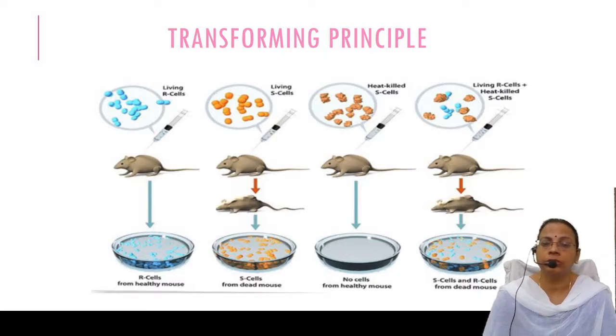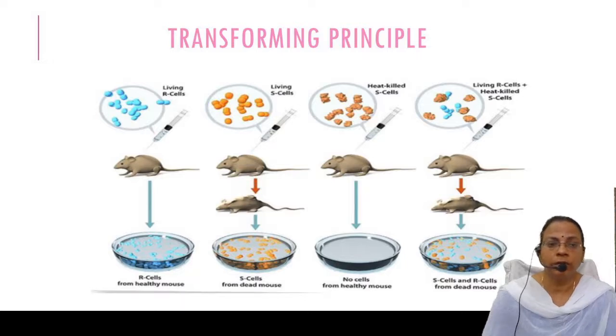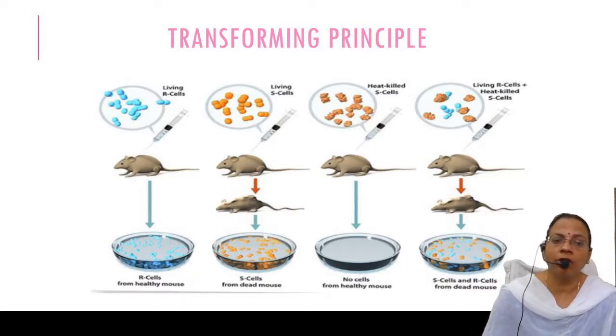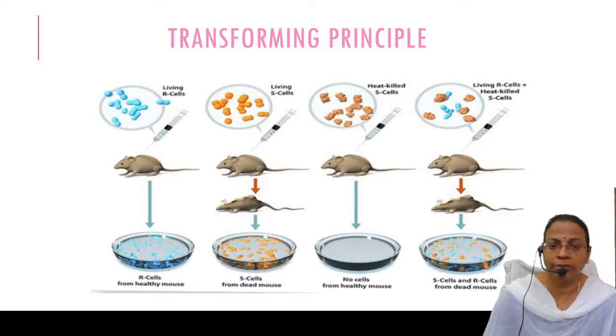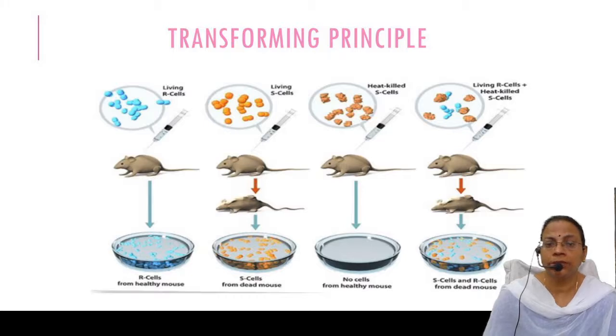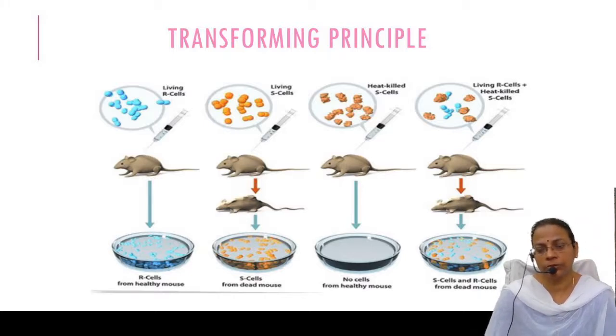This is the sequence of his experiments in this figure. You see, the first one, he injected the live R cells and the mouse was able to live. When live S cells were injected, the mouse was affected with pneumonia and then it died. In the third step, he took heat killed S cells and injected them into the mouse. The mouse survived.